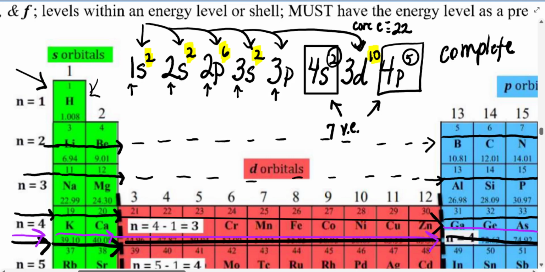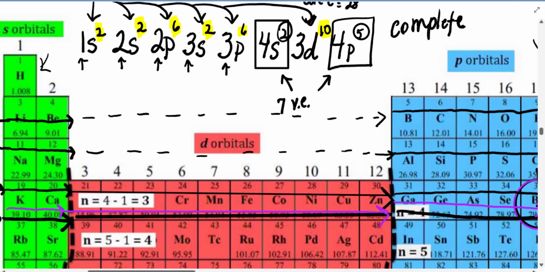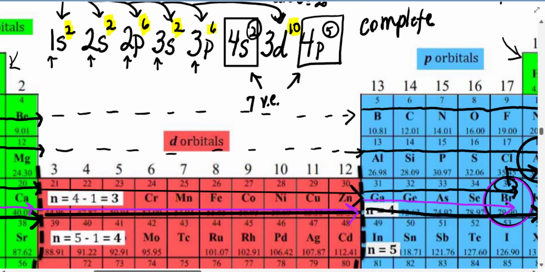Is that right? 2, 4, 10, 12. Oh, we forgot our 3p6. What the heck happened here? That's not right, because that would be copper. 2, 4, 10, 12, 18, 28. So 28 plus 7 is 35. I hope I'm doing my math right. And 35 is bromine, because I look at my atomic number down here, and that is bromine.